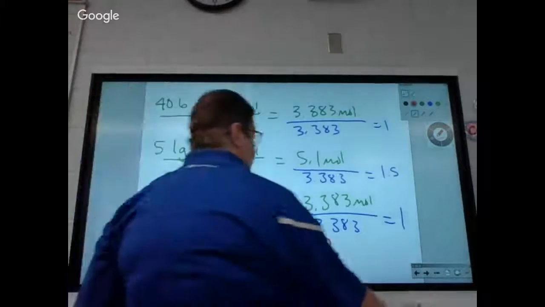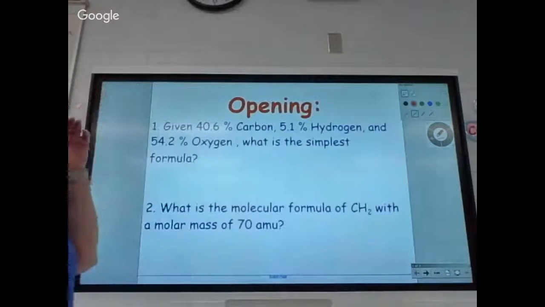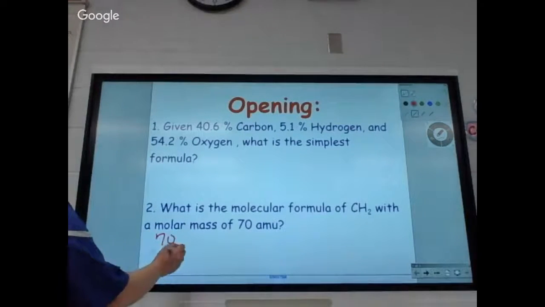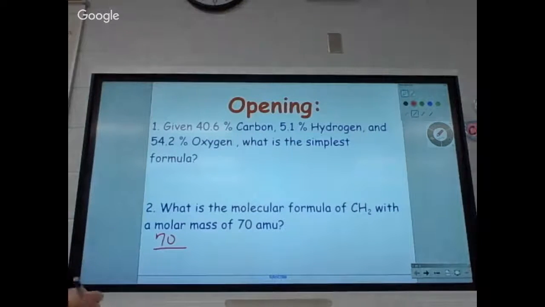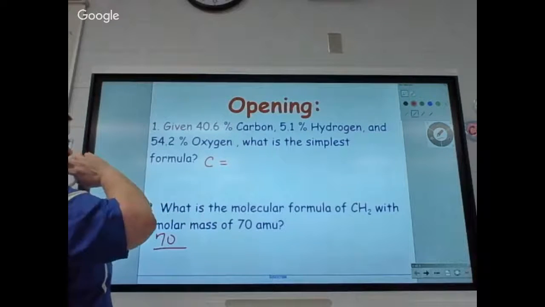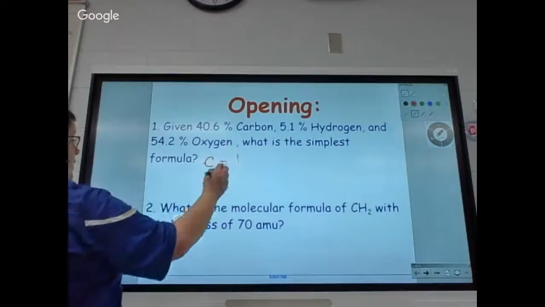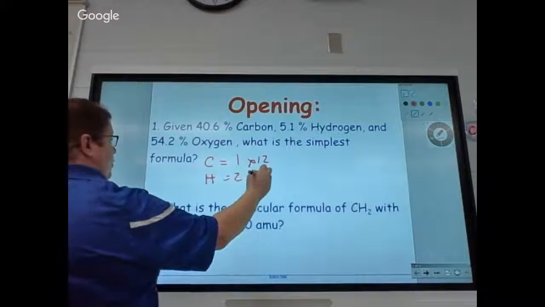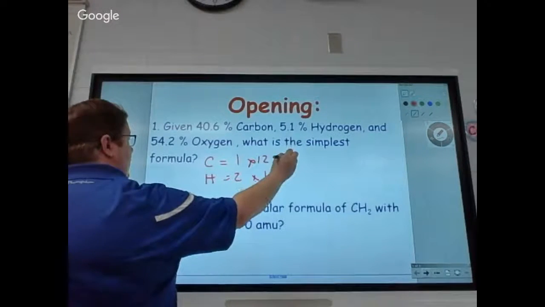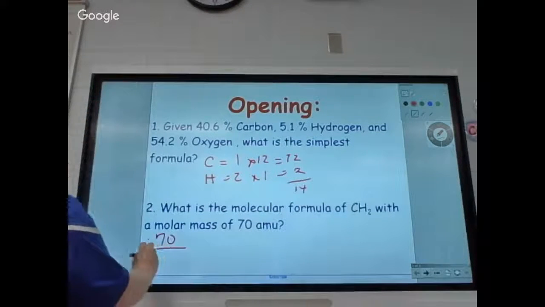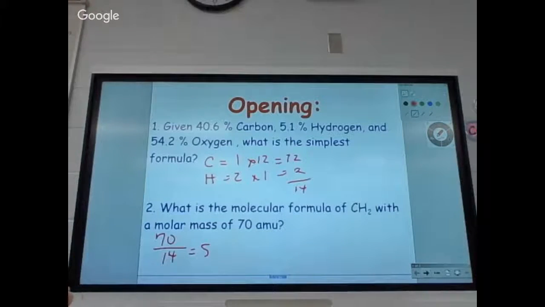Okay? So, number 2, find the molecular formula. So we take the mass that's given, and we divide it by what we add up. What do we add up? Okay, so the CH2. So Xavier said the C had how many? And the H had how many? So the mass is 12. The mass is 1. We get 12, we get 2, for a grand total of 14. So 70 divided by 14 is, all right, that means the formula was what?